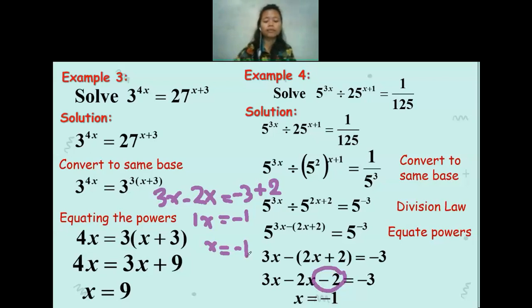Is there anyone having any questions so far? Or is the explanation not clear enough? Before we move to exercise 7.4, is there anyone having any questions?